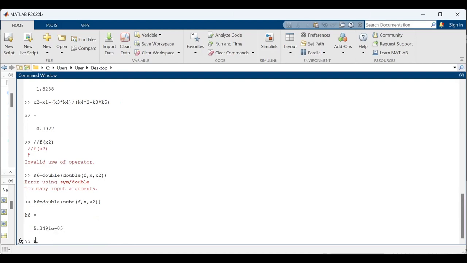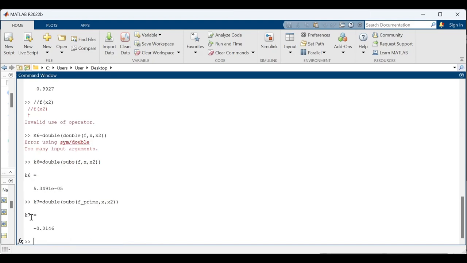And then K7 will be f prime of x2, isn't it? So again, double, then subs. Now I'm substituting into f prime, x comma, I'm substituting x2. Okay, so this is what I'm getting as f prime of x2.